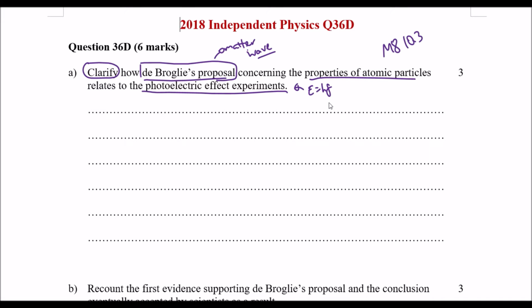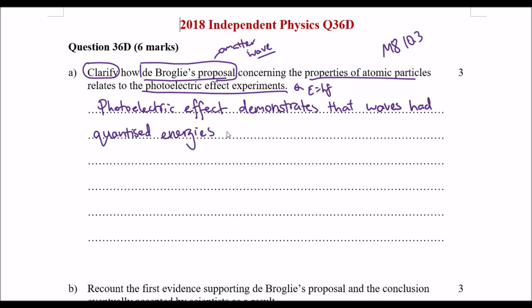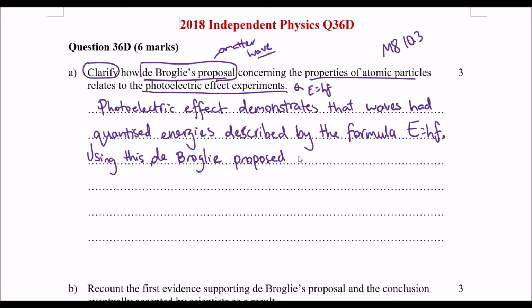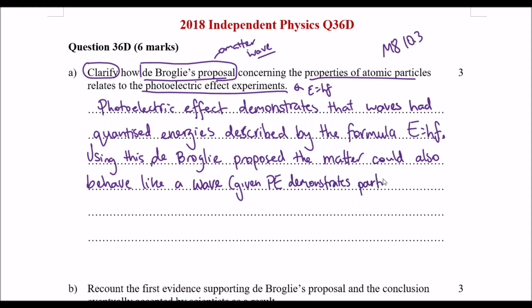E equals hf, which is essentially telling us how waves would have quantized energies. Okay, so let's start with that. Let's try and explain what the photoelectric effect tells us, and then how that relates to de Broglie. The photoelectric effect demonstrates that waves had quantized energies described by the formula E equals hf. Using this, de Broglie proposed that matter could also behave like a wave, given the photoelectric effect demonstrates particle-wave behavior.